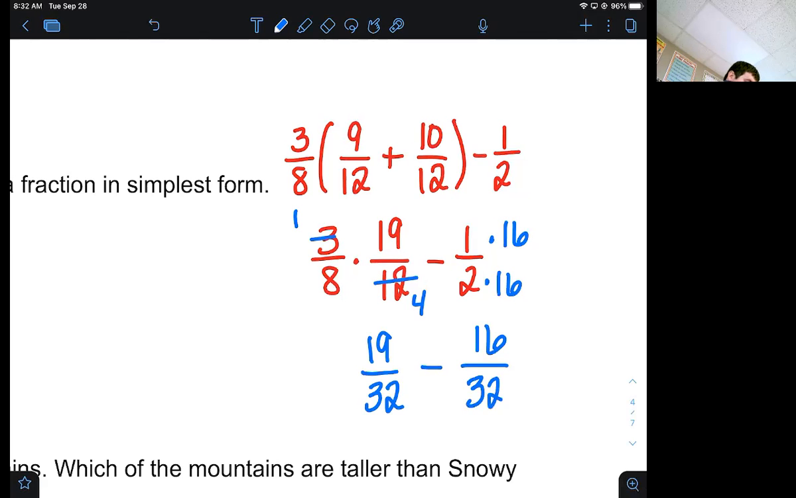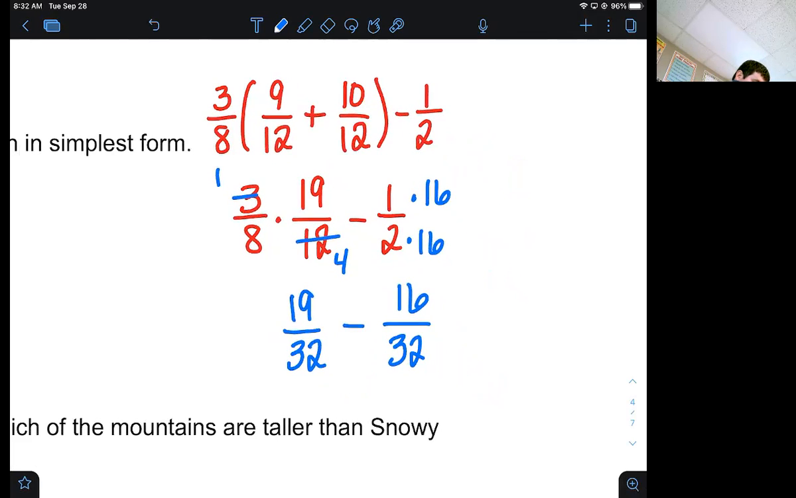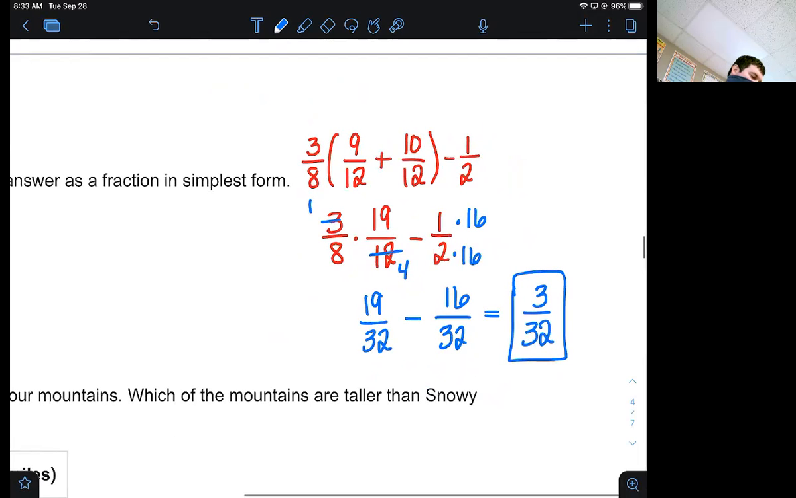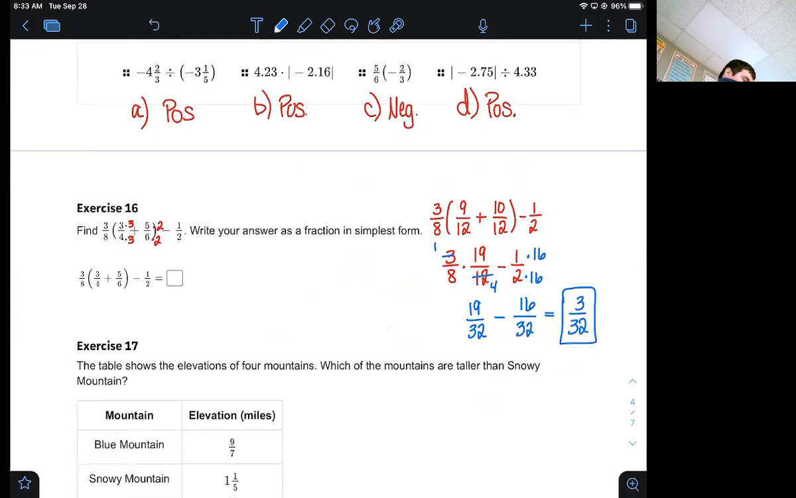What's 19/32 minus 16/32? 3/32. No, Branson, it's not 3/30. Yeah, 3/32. Just kidding. Branson's smarter than that. And that's going to be your answer for number 16.